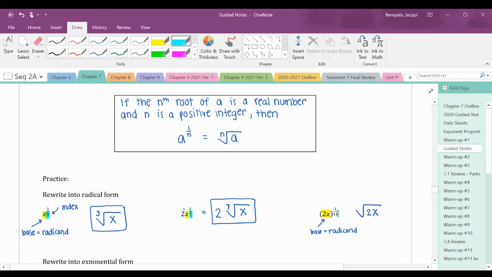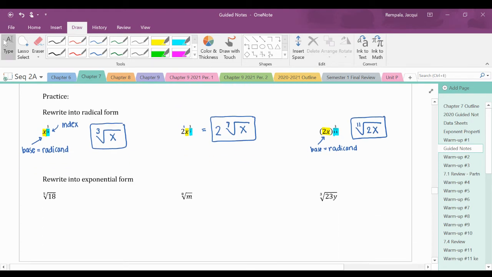Notice that the denominator was an 11, so that becomes the index of this problem, and there's my final rewritten answer. So now let's do it the opposite way. Let me start with a radical and let's turn it into a base with an exponent, which we call exponential form. So notice that we want to start by identifying what the base is going to be in this problem.